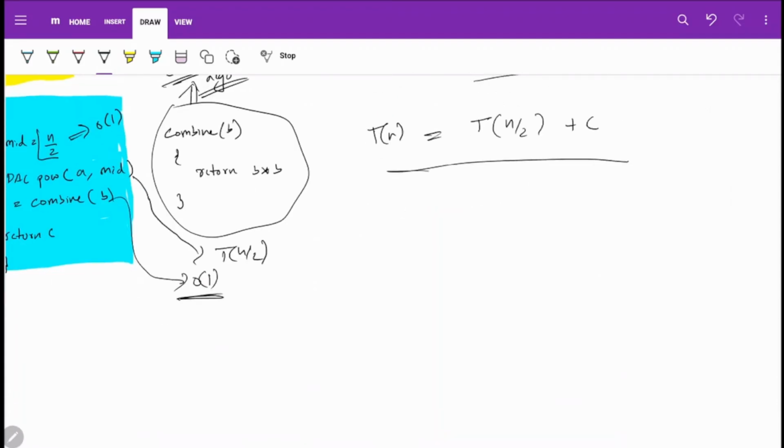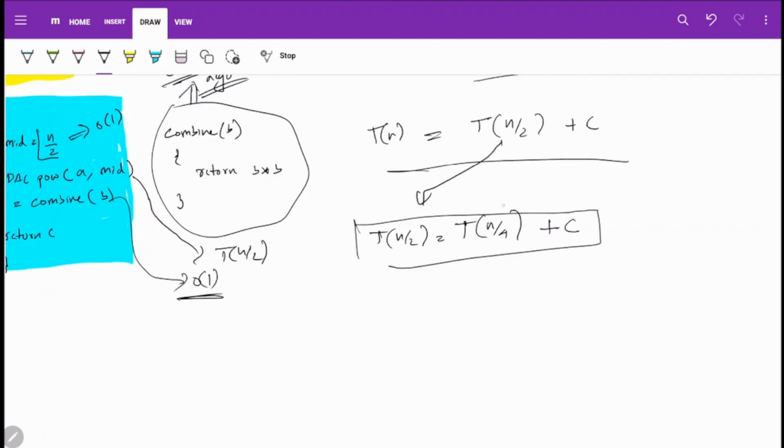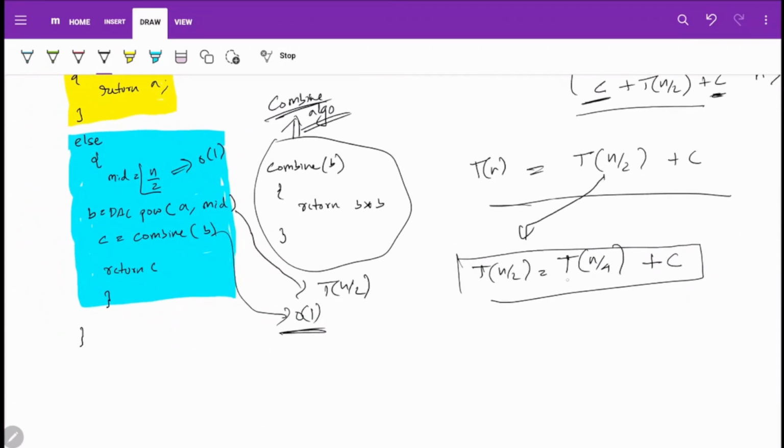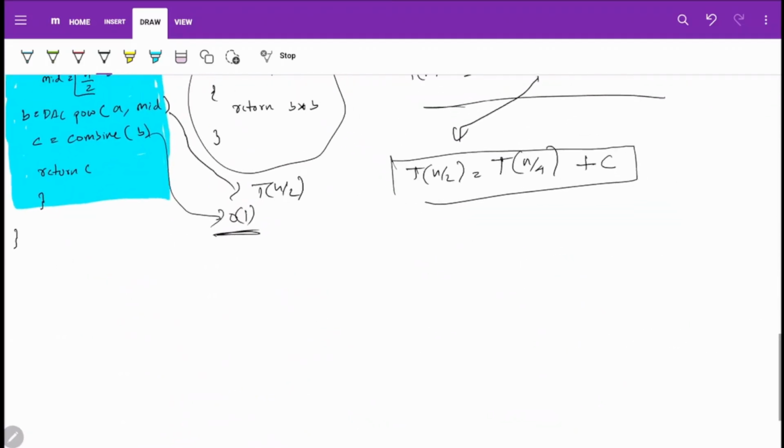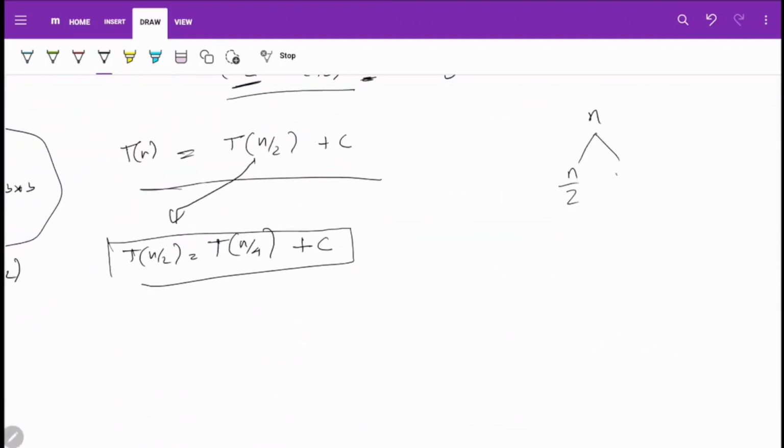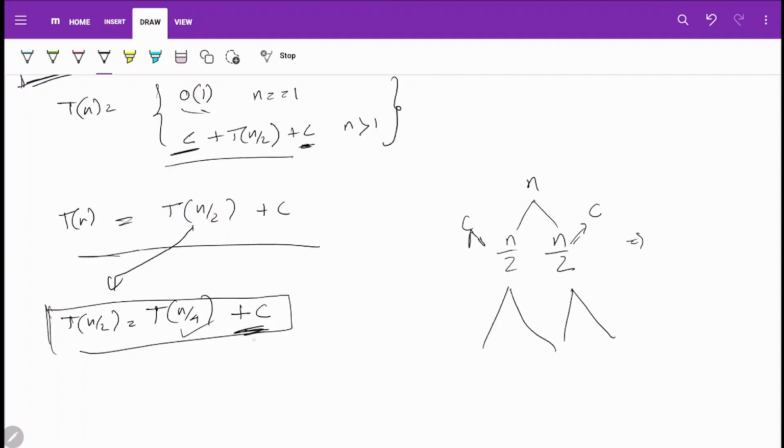So how can we solve this? We can solve this using the substitution method. Let's find T of n by 2. What is the value? T of n by 2 will be T of n by 4 plus C. What is this T of n by 2? This is the cost, just a minute, I will tell you. If I have n here, n by 2, n by 2, this is the cost of dividing n by 2 into n by 4. Got it? This is the cost of dividing T of n by 2 into T of n by 4.